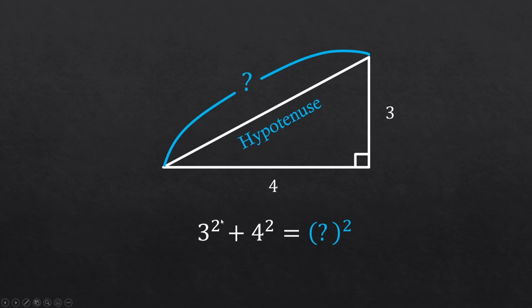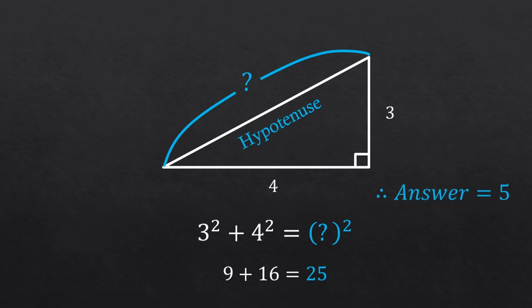So 3 squared, that's 9. 4 squared, that should be 16. So if you add them, it should be 25, right? So what should be that length? 25 is the squared number, so the real length should be 5.